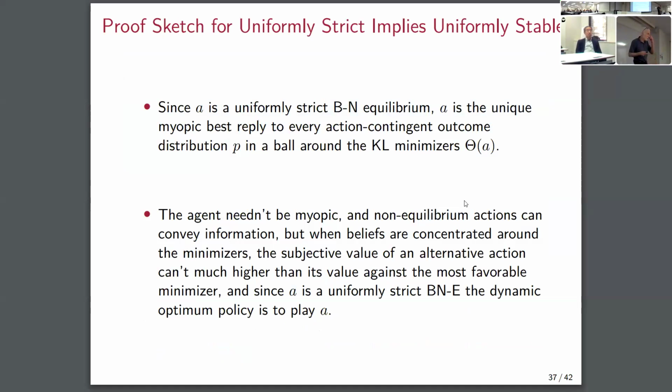So, why does uniformly strict imply uniformly stable? Well, since A is uniformly strict, it's the unique myopic best reply to every action-contingent outcome in some ball around theta. The agent needn't be myopic, and a non-myopic agent might take an action that's not myopically optimal. You might want to get information, try this just to see if it's good. But when beliefs are concentrated on the minimizers, the value of an alternative action can't be much higher than its value against the best minimizer. And since A is uniformly strict, even if the agent is very patient, if you're really, really sure that the thing is theta of A, then there's not much value in experimentation.